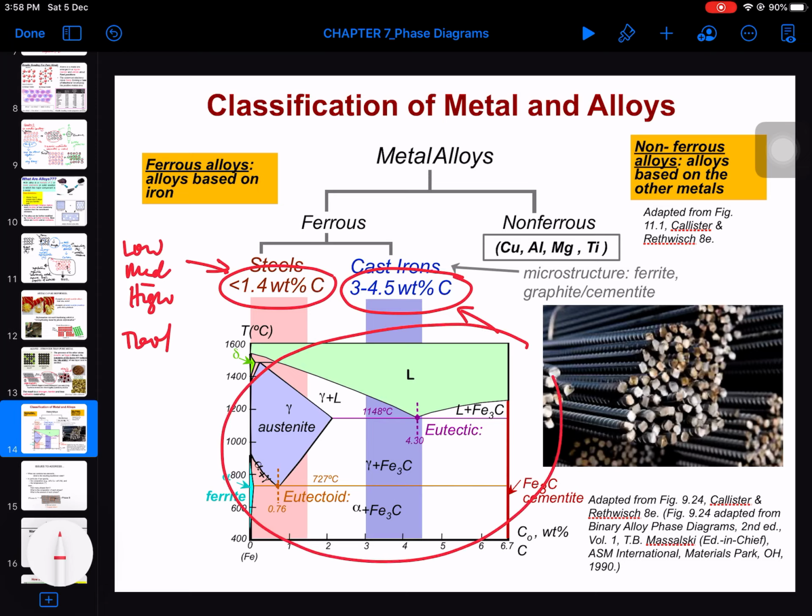We're going to look more into this. This is what we call the iron and iron carbide phase diagram. We'll look more into this in the third part of my lecture. So this is the first way to classify metals and metal alloys, which is by the iron content.